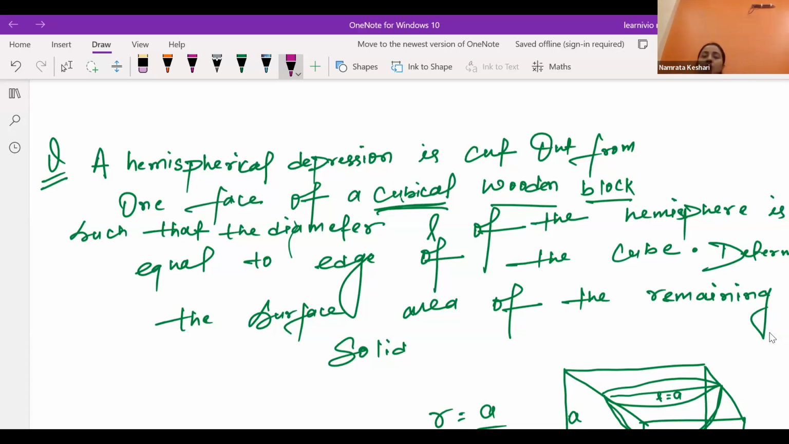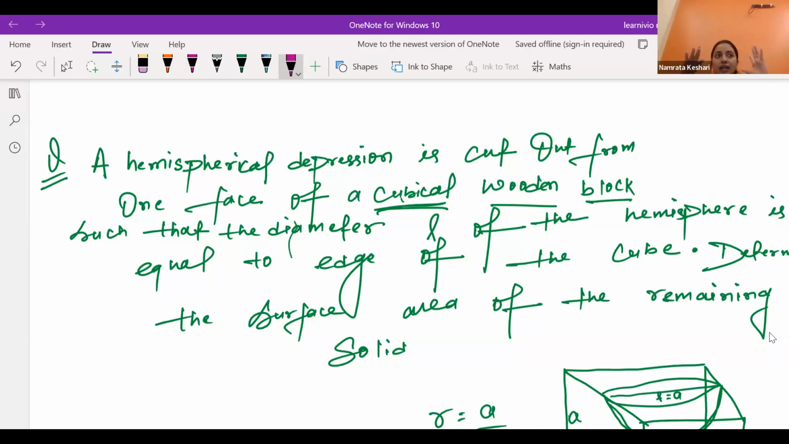Yes, so only I have disturbed the top face. We are talking about the surface area, we are not talking about the volume. So even if its volume is decreasing, we don't have to go in that direction. We will be only thinking about the area of all the surfaces added together, that is called the total surface area.